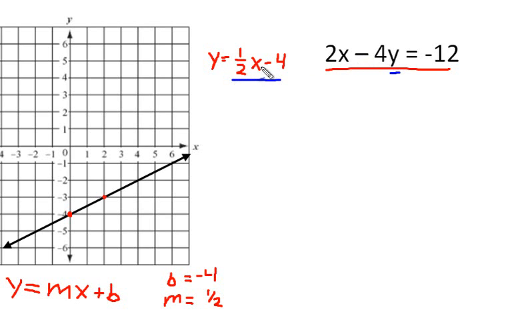I'm going to substitute 1/2 x minus 4 in for y. So I'm going to rewrite this equation except for y. I'm going to put in 1/2 x minus 4. And I'm going to go ahead and copy down the rest of my equation here. So I have 2x minus 4y, which my y I use substitution, and then equals -12.